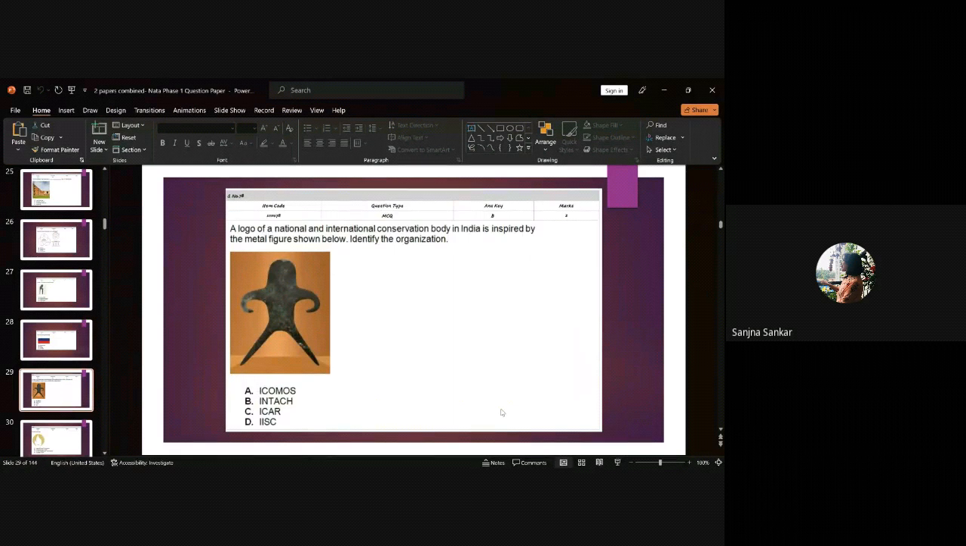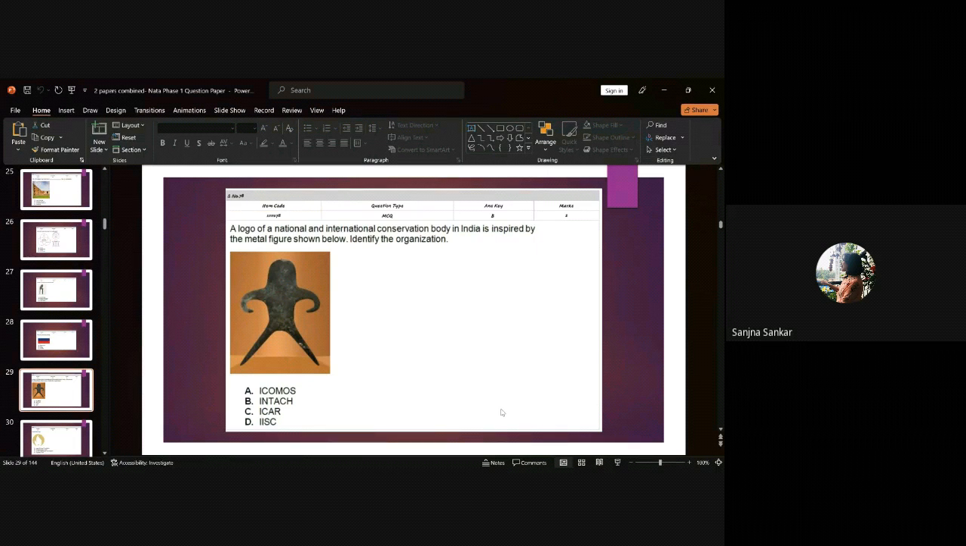At the question, we can again see a picture. The question is, a logo of a national and international conservation body in India is inspired by the metal figure shown below. Identify the organization. So, a national and international conservation body in India, which is inspired by the metal figure shown in the picture.